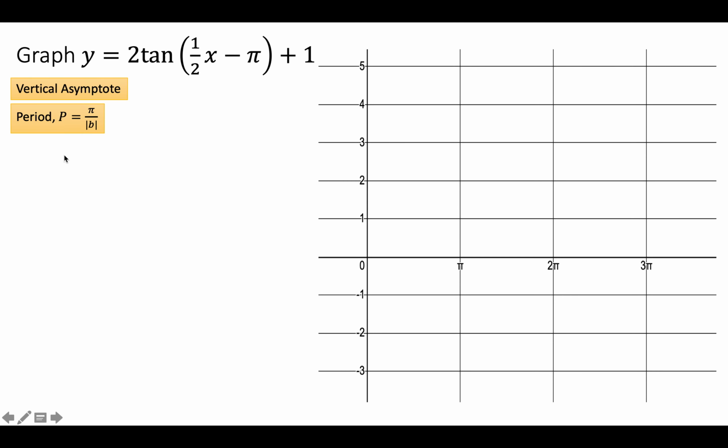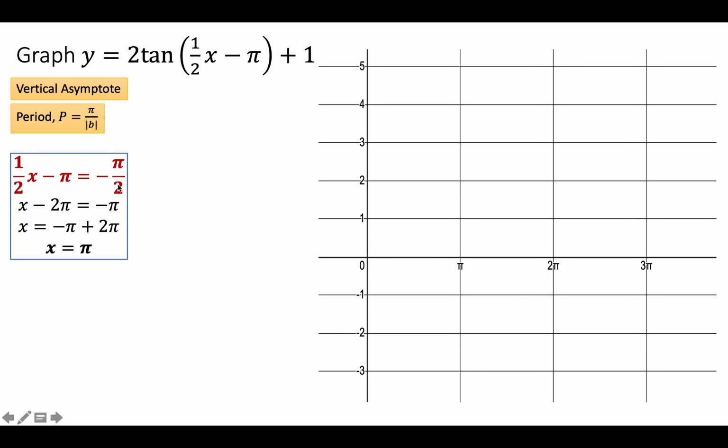How can we find the vertical asymptote? First, take a look here. We have 1 half x minus pi. We will take this portion of the equation, 1 half x minus pi, and equate that with negative pi over 2. Why negative pi over 2? Because it is where the graph started in our parent function, from negative pi over 2 to pi over 2. So we equate that with negative pi over 2, find the value of x, and that will serve as our vertical asymptote.